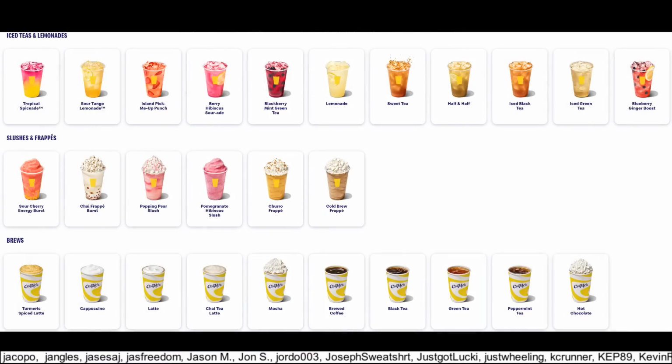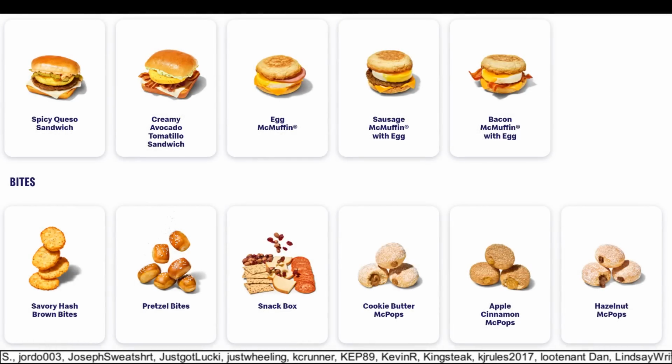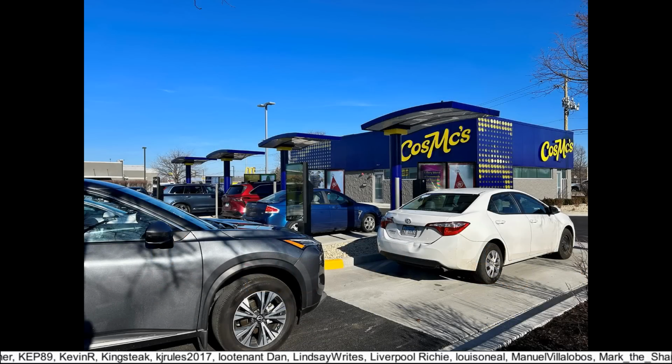Like some CosMc's drinks have energy shots and ginger shots in them, and they have classic drinks like lattes, iced teas, and lemonades. They also have established McDonald's food items like sausage egg McMuffins and hash browns and such, along with new items including a spicy queso sandwich, a creamy avocado tomatillo sandwich, and snack foods like pretzel bites and such. Only time will tell us if this new idea will be a good catalyst for McDonald's growth, but what I like about it is that they're still innovating and trying new things.